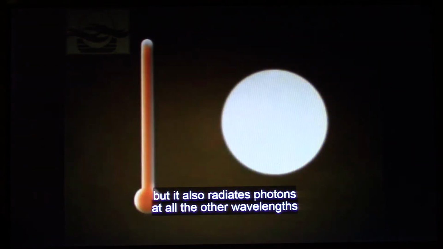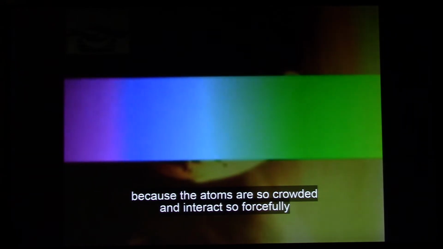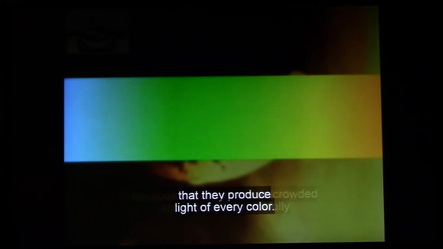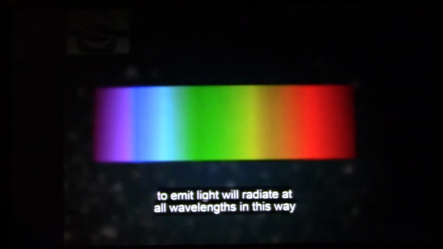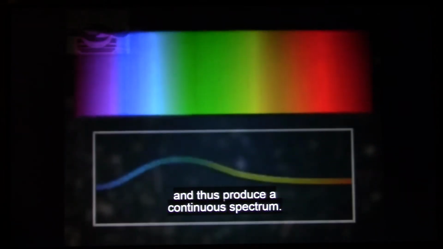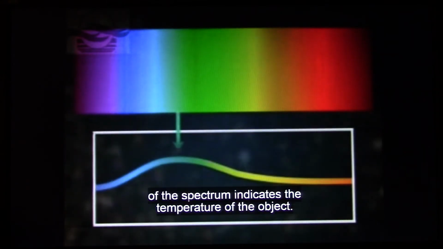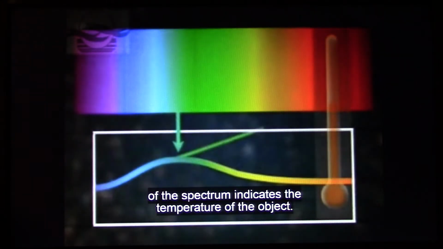But it also radiates photons at all the other wavelengths because the atoms are so crowded and interact so forcefully that they produce light of every color. Each atom wants to give off light at its own specific energy, but the energy levels are blurred. A solid, liquid, or dense gas excited to emit light will radiate at all wavelengths in this way and thus produce a continuous spectrum. The peak or brightest color of the spectrum indicates the temperature of the object.